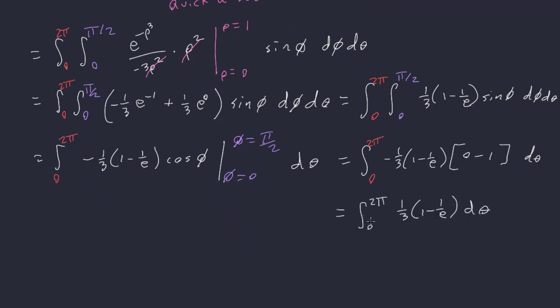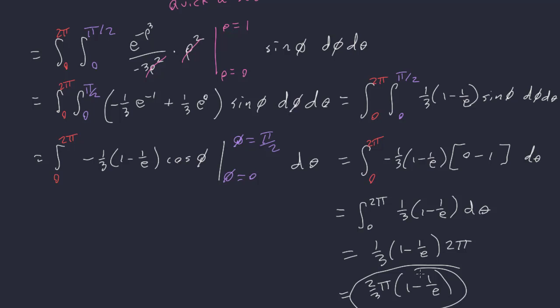And we're just integrating a constant, so we just take the constant and multiply by the difference of the limits. That will just be 2 pi. So we could say this is 2/3 pi times 1 minus 1 over e, and just leave it like that.